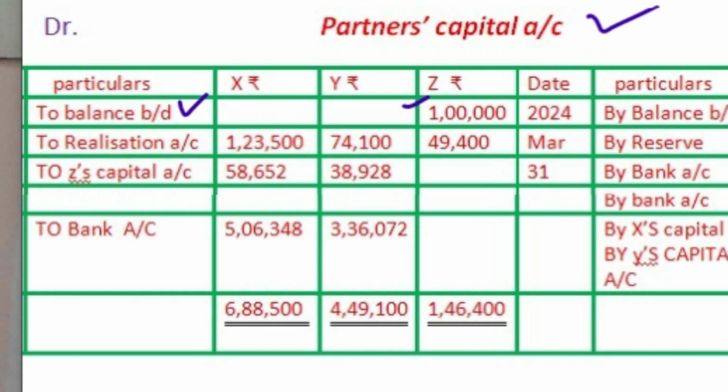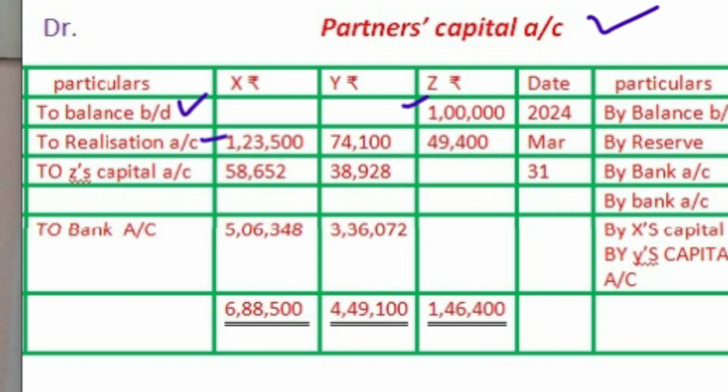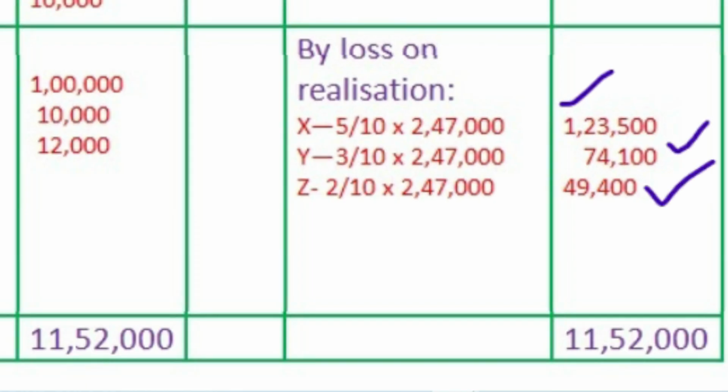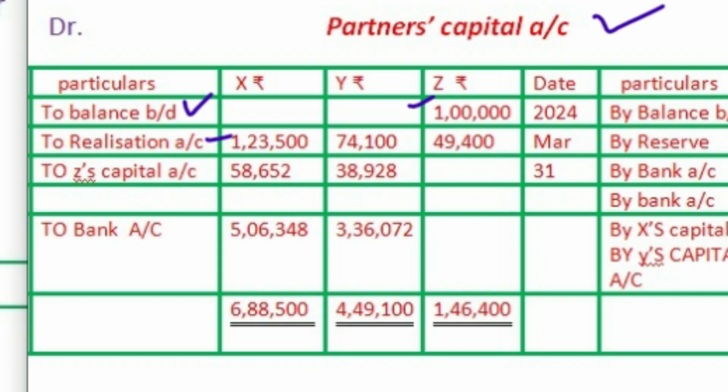Alright, then the realization loss. We just calculated the realization loss amount. A profit is transferred on the credit side, a loss is on the debit side. This is the realization account loss, 1,23,500, 74,100, 49,400. This will be transferred to the debit side.